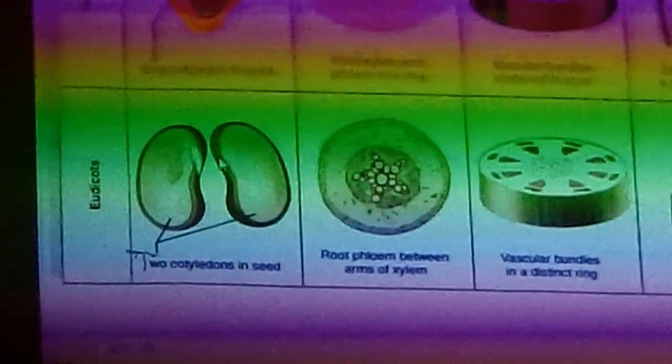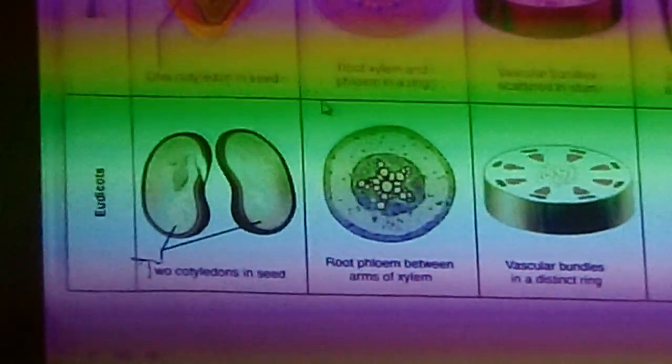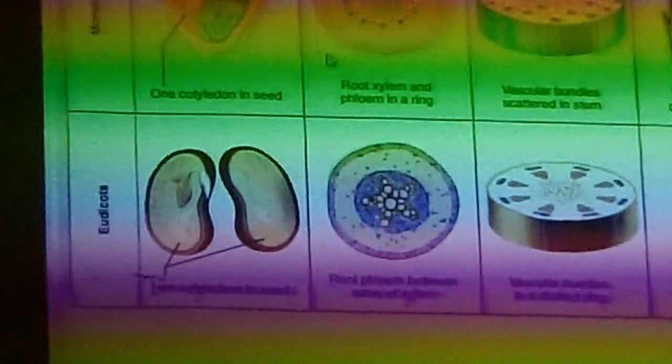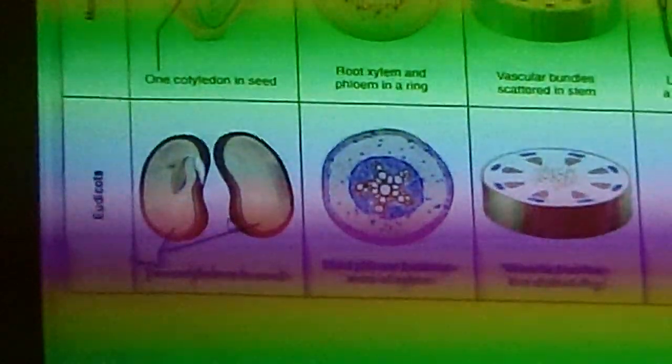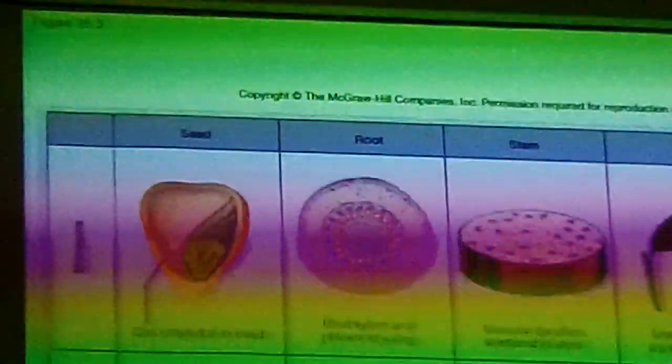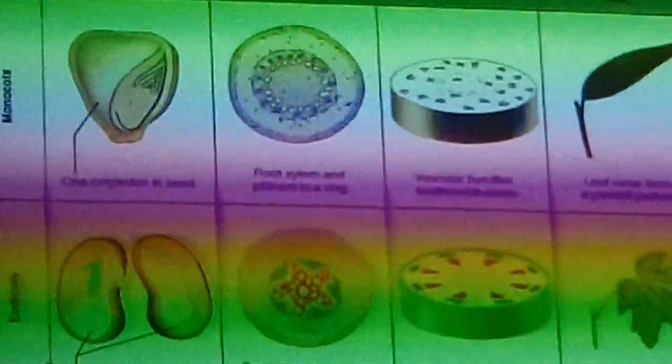Is it possible for them to have more than two? Nope. Flowering plants are either monocot or eudicot. So a cotyledon is just a leaf? It's a leaf inside the seed of a plant.